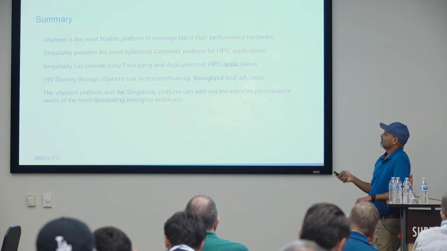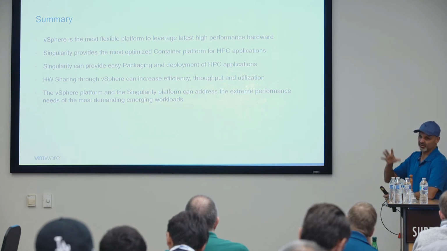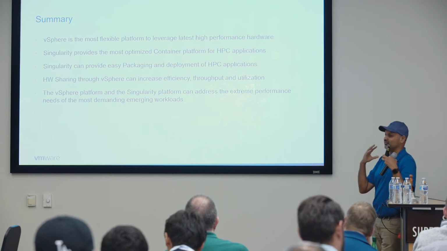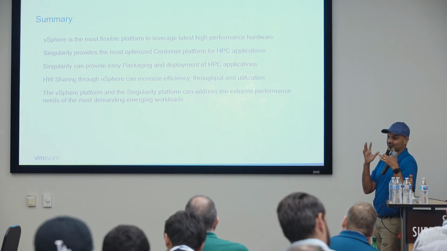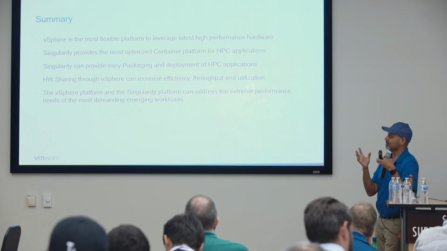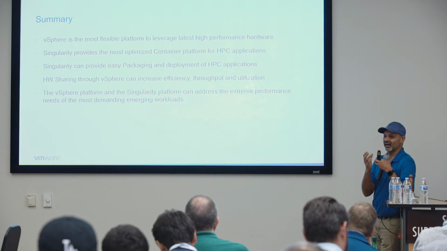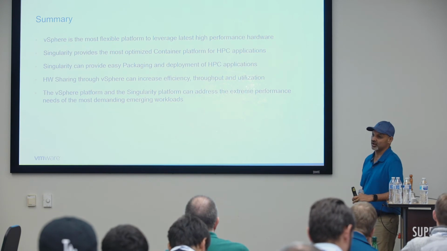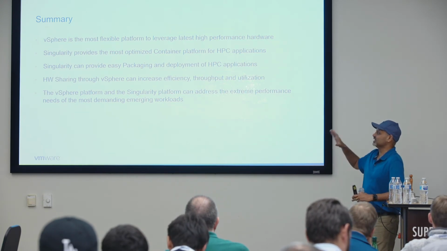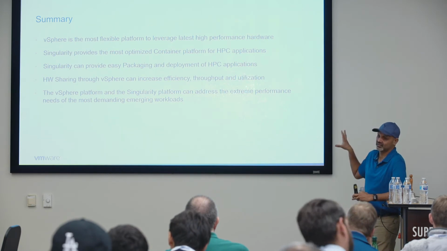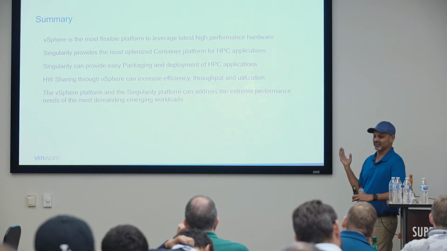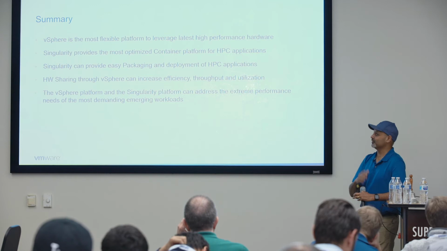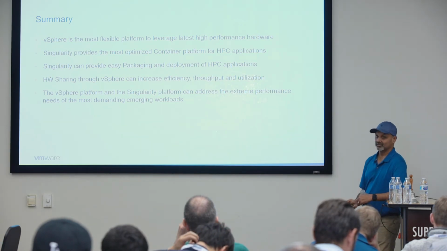So in summary, we showed that vSphere is a flexible platform. You're able to allocate all the resources you want in a very granular fashion. Singularity provides the most optimized container for HPC, as you know. We can package applications like machine learning applications inside a container very easily and deploy them in half an hour, like we saw in our own experiments. And hardware sharing through vSphere, we saw, can increase throughput, efficiency, and utilization. So my initial hypothesis of this talk was that by marrying these two technologies, we can get a lot more out of it, and that's kind of what we saw in our experiments.